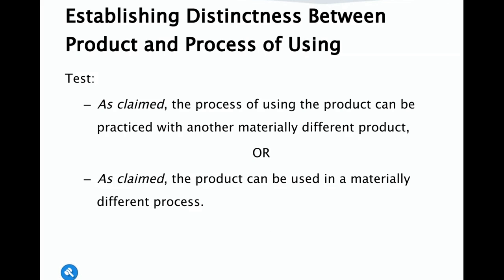Now let's consider the category of a claimed product and claims to a process of using the product. A one-way material difference must be established in order to prove distinctness.